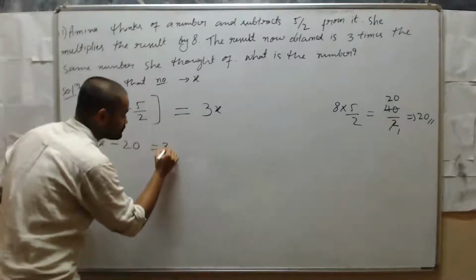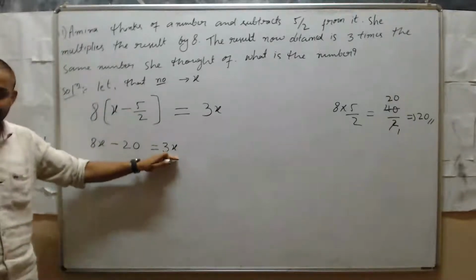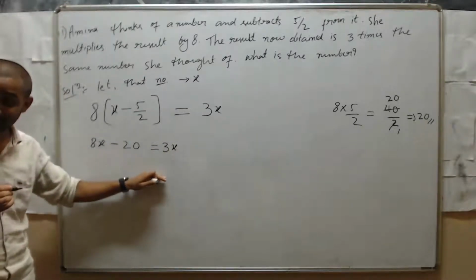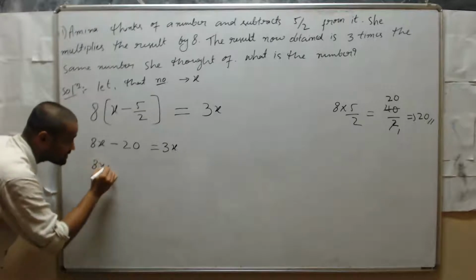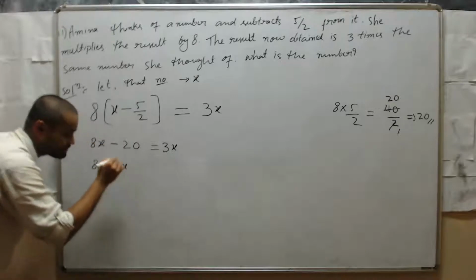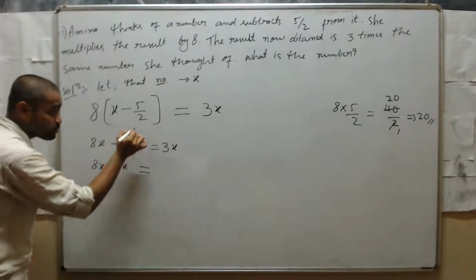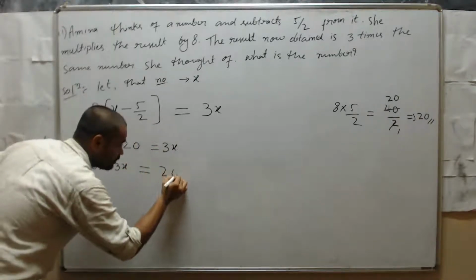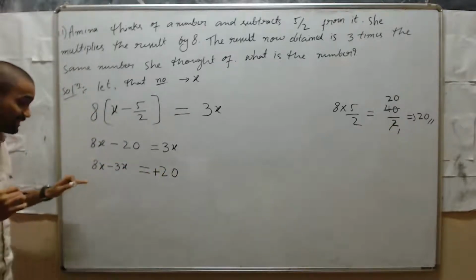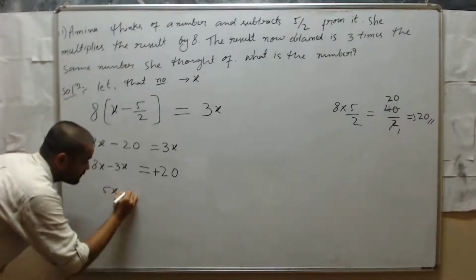That is equal to 3x. Then, while solving, we have to transpose this x to this side. Why, sir? Because we have to find the x value. See here, students, 3x on the RHS is transposed to the LHS side, so it becomes minus 3x. Then minus 20 is transposed to the RHS side, so it becomes plus 20. Is it clear? Then 8x minus 3x is equal to 5x, students.